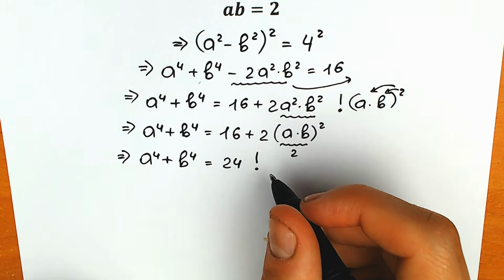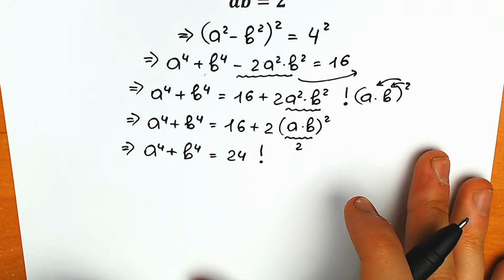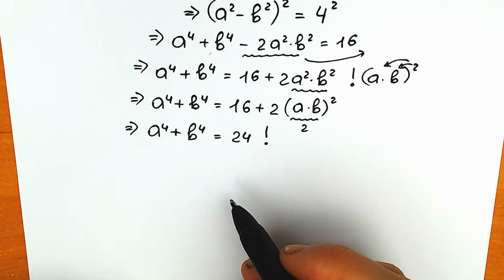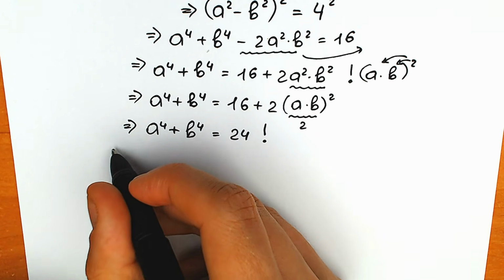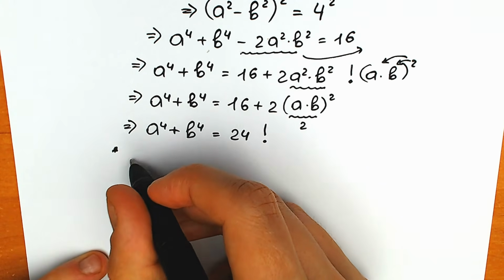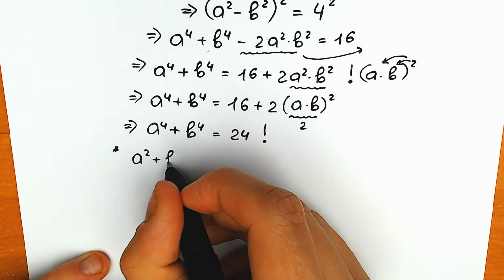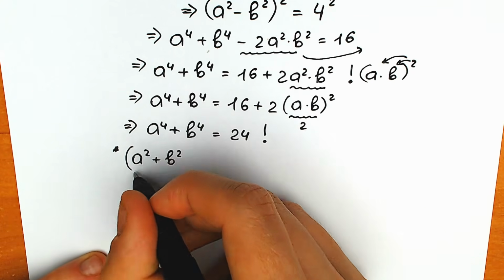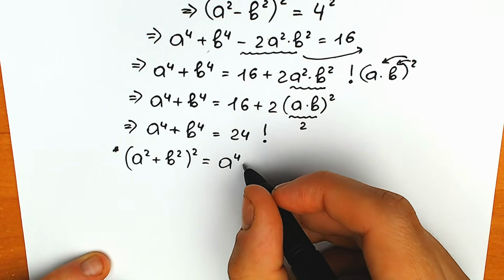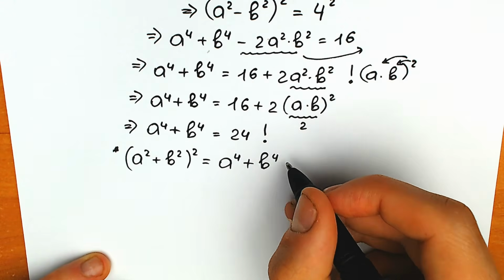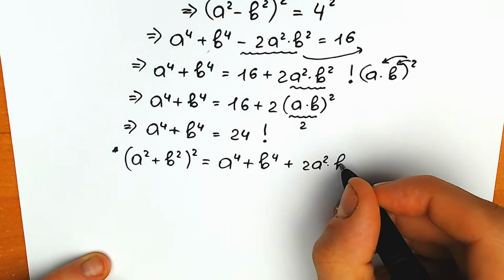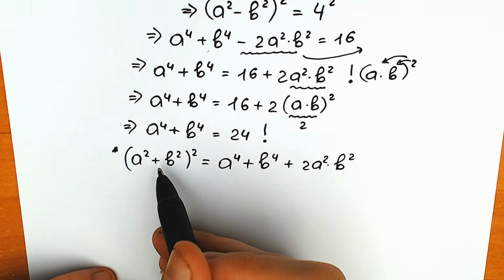Right now, I want to show you another step. How can we continue our solution? We need to remember, we need to learn a really interesting identity. This is an identity from our school. This identity looks like that: a square plus b square to the power 2 equals a to the power 4 plus b to the power 4 plus 2a square times b square. And a lot of students might be asking, why do you get this identity?